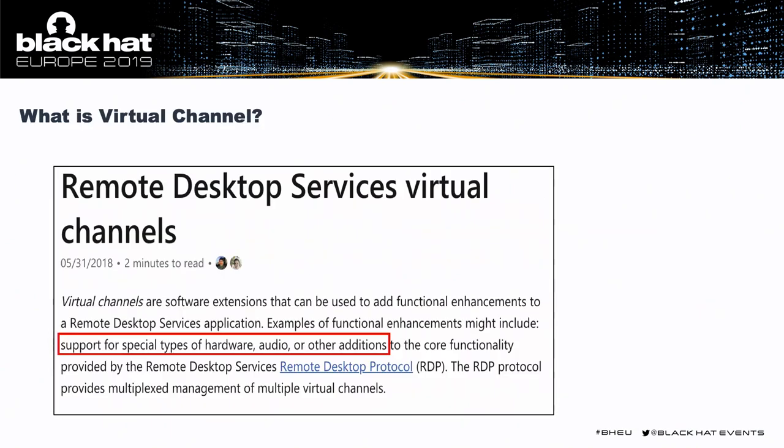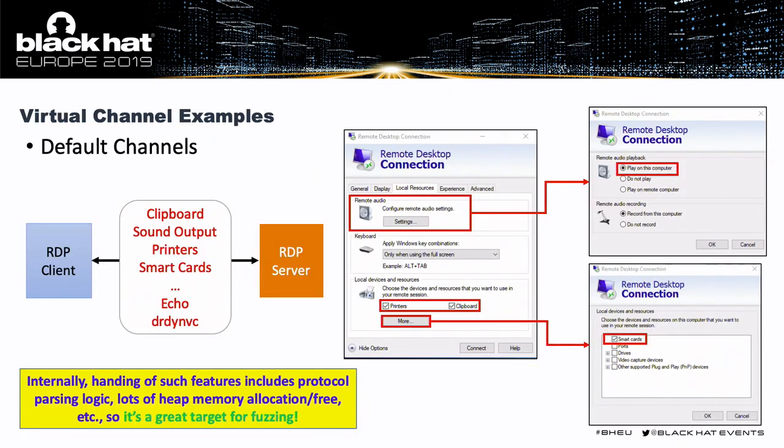What's the virtual channel? The virtual channel is one of the functions provided by RDP. This channel allows the RDP client to access certain hardware, audio, and so on. Some virtual channels can be selected and used by the client. In the RDP client, the channels you can enable are clipboard, sound output, printers, smart card, and so on. These channels can be turned on or off by the RDP client. However, some channels cannot be disabled by the user, such as echo and DRDYNVC, which is the dynamic virtual channel name. These channels are always enabled automatically.